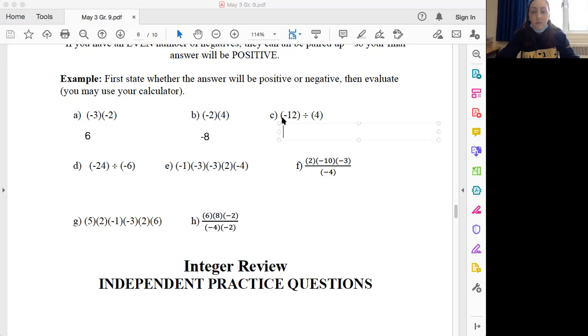It's the same thing with division, the same thing as multiplication. Okay, so because we only have 1 negative between the 2 numbers here, our answer is going to be negative. And then you're going to do 12 divided by 4, which is 3. So our answer is -3. If we look at D, because there's two negatives, that means that our answer is going to be positive, and you don't have to put the positive sign, you can just put the number. And then you do 24 divided by 6, which is positive 4.